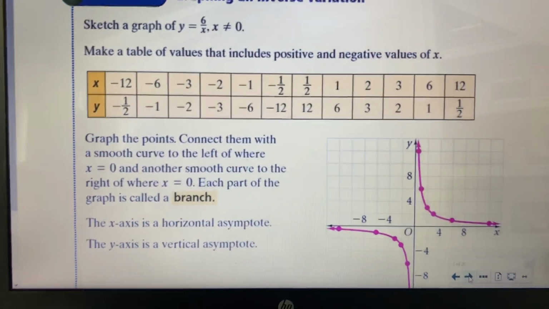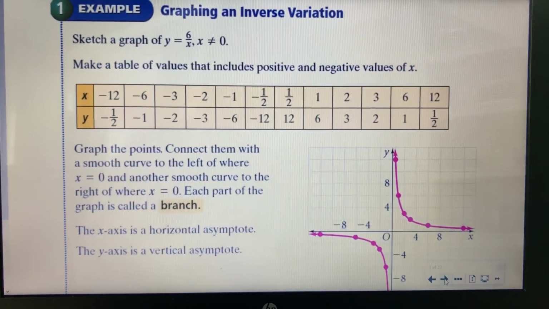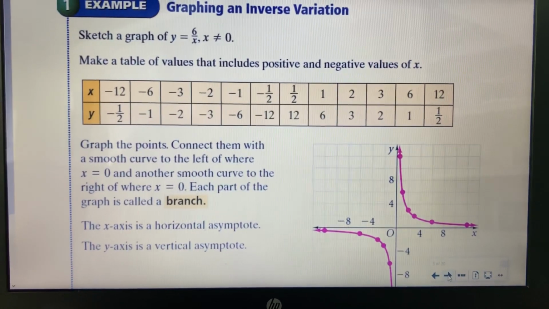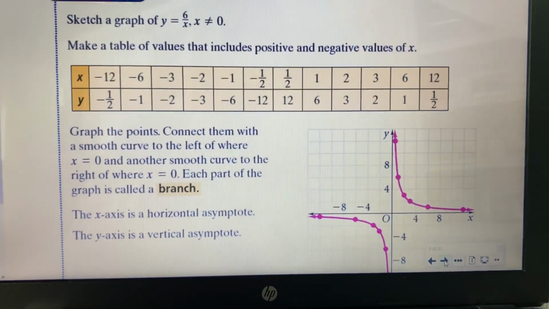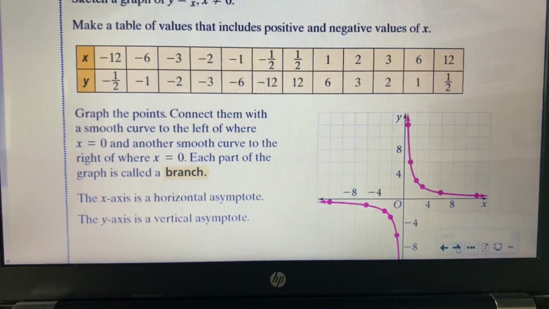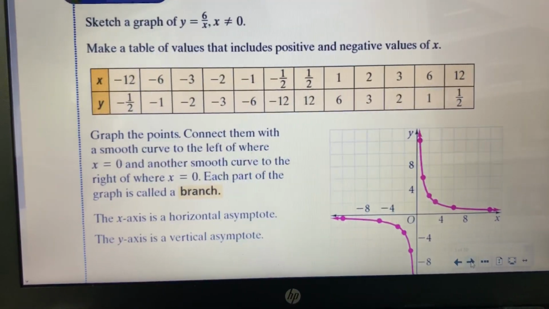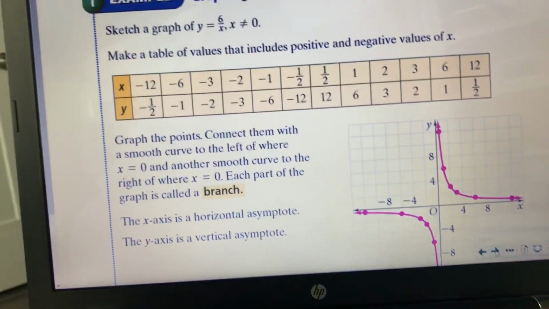Okay, so here's our first example. Sketch a graph of y equals 6 over x, and x can't be 0, again, because 0 can't be on the bottom of a fraction. So one thing you can do is just make a big table of values and plug them in and see what you get. So when x is negative 12, you plug negative 12 in there and you see what you get.